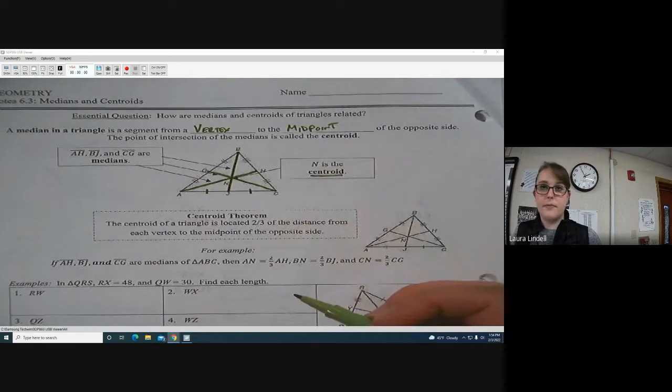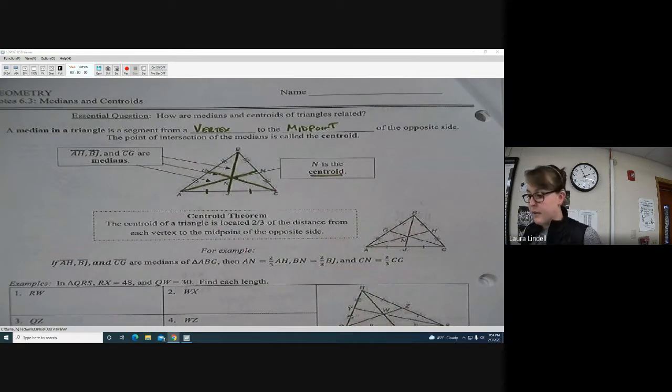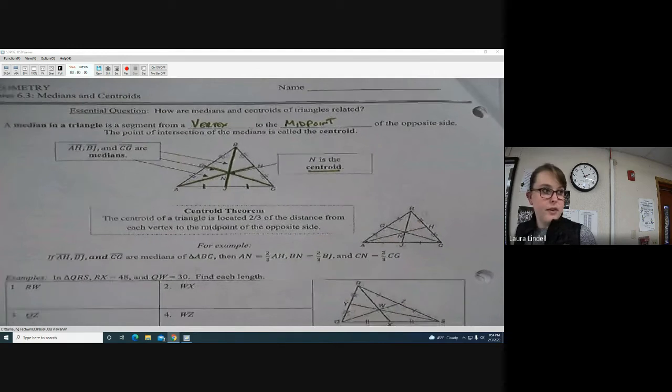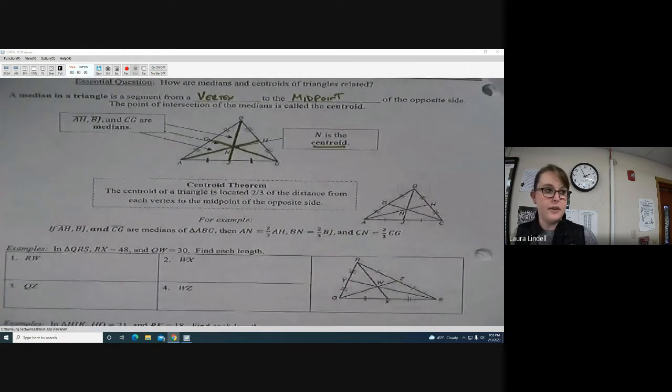for our triangle. So just like those other ones, with the circumcenter and the incenter, had a theorem and properties that went with them, same thing with the centroid. So the centroid theorem says that the centroid of a triangle is located 2/3 of the distance from each vertex to the midpoint of the opposite side. So 2/3 of the way down the median, you get to the centroid.